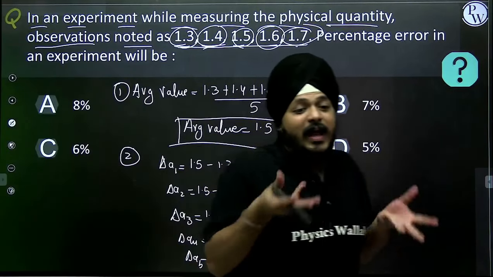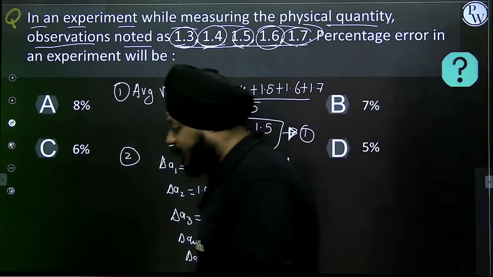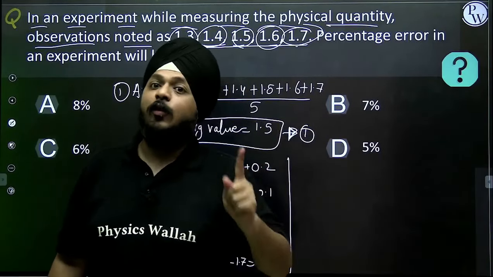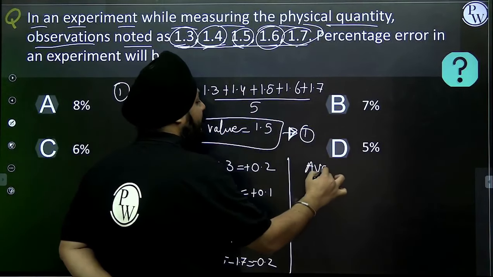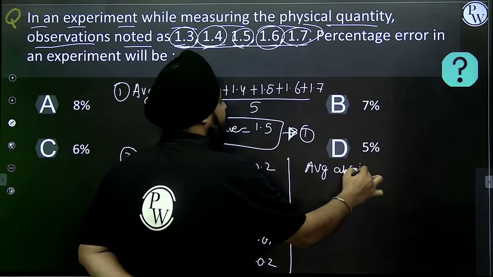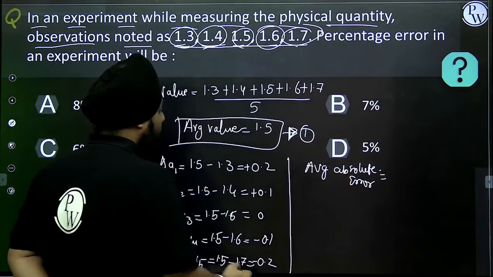But what is our actual absolute error? Again, we need to take the average for this. But whenever we are taking the average, we need to calculate the magnitude, right? Because we are going to calculate the percentage. So the average absolute error will be equivalent to what?